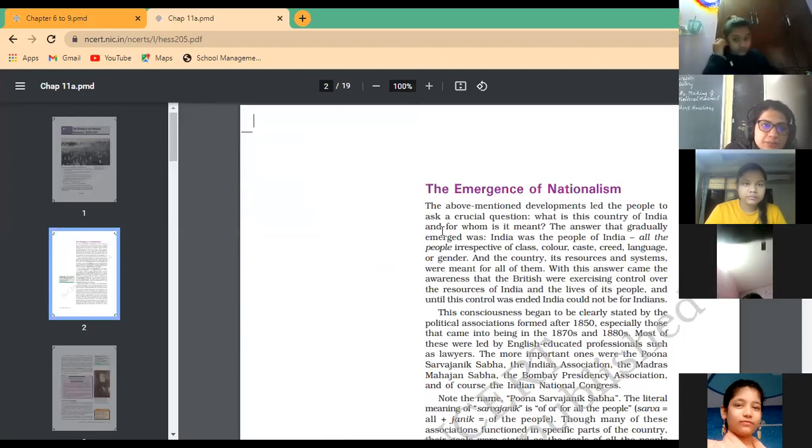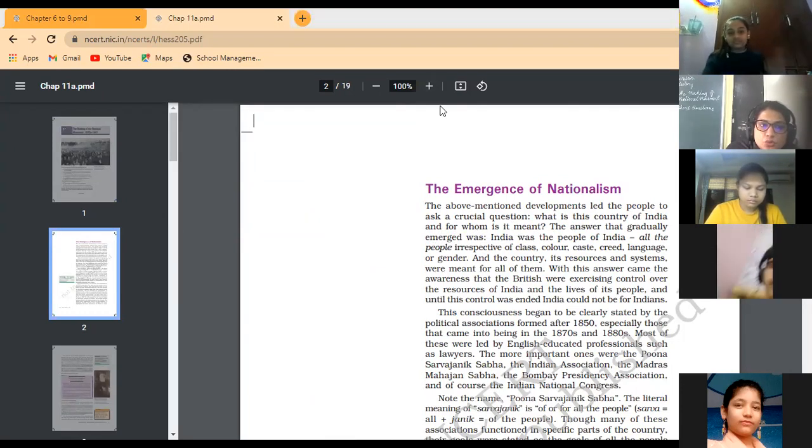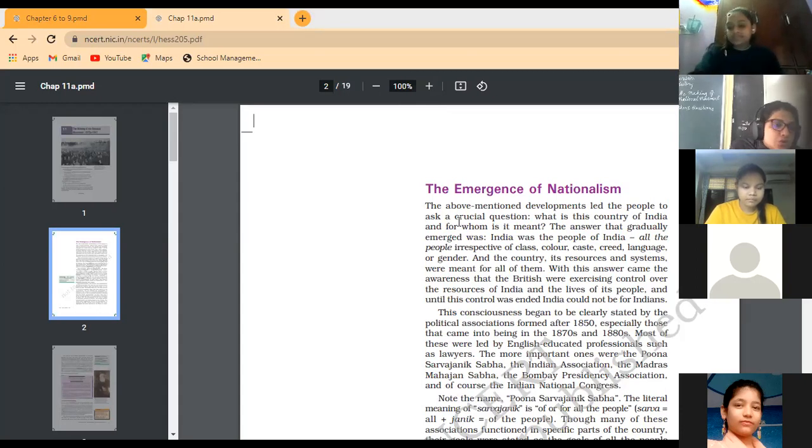These developments led people to ask a crucial question. Which question? That we belong to which country? If we are Indians, then it is our right to use all the resources. Why should we give a chance to others, people who belong to another country, to use our resources, control us, and rule our country?